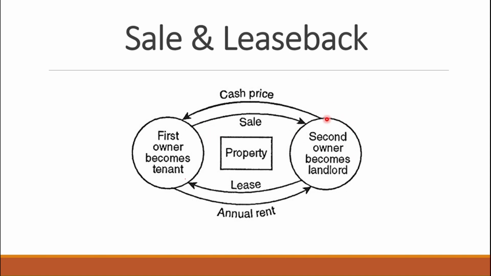Now, let's say there is a property which is owned by the first owner who then sells it to a second willing buyer. The buyer or the second owner then pays the first owner in cash and completes the transaction and now owns that property. He then leases it back to the first owner for a preset amount of annual rent. So the second owner now becomes a landlord while the first owner becomes a tenant for this property.